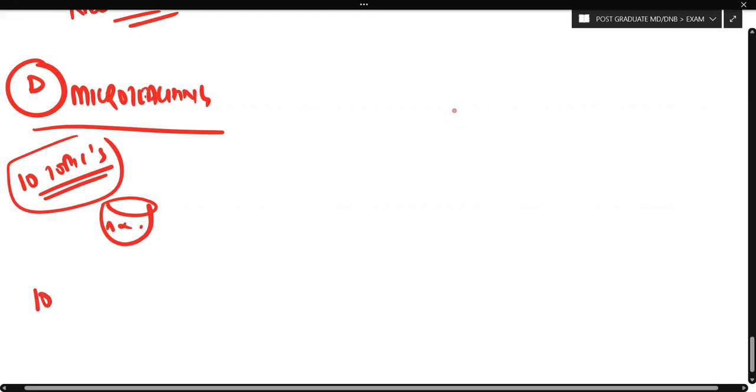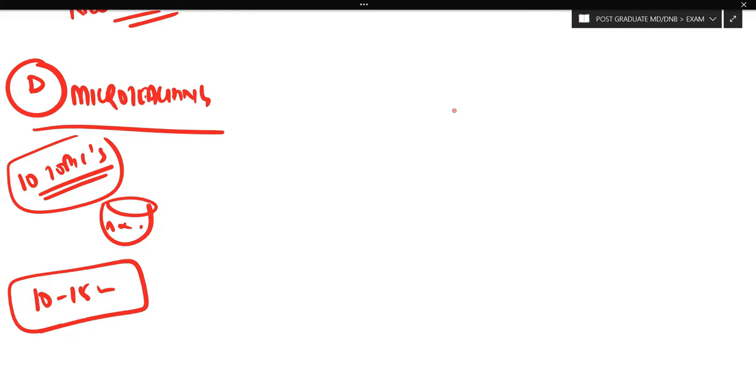You will be given approximately 10 to 15 minutes of time, and you should teach that in front of the teachers. Okay. It carries a good amount of marks. Micro teaching carries a lot of marks. So again, a very scoring section. You have to teach also in the exam.